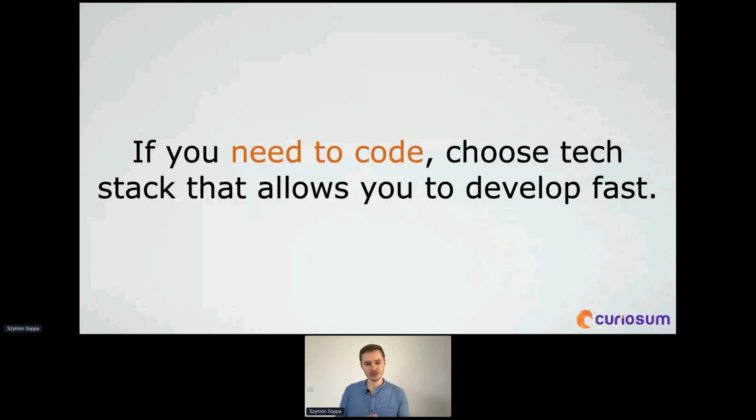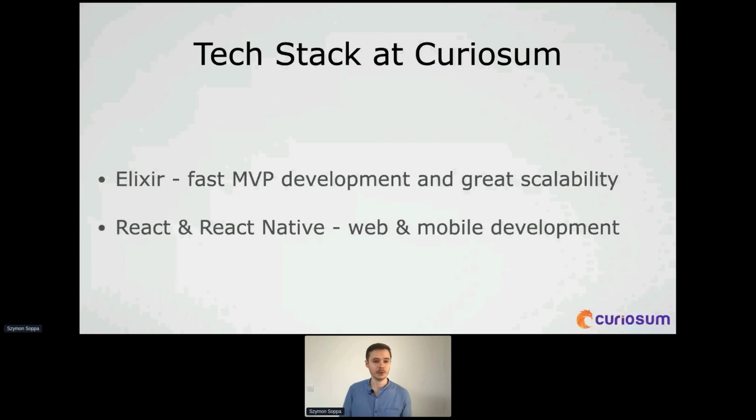But if you need to code, because I'm not saying that's always the case, but if you need to code, choose the tech stack that allows you to develop fast. That's at least my perspective. Because with MVP, you have to act fast. It's about fast verification of idea. And that's why we follow this path so far at Curiosum. And our tech stack is ready for this kind of cases. We use Elixir, which is a great language for fast MVP development. But also, once you get out of this MVP stage, it offers you also great scalability. So it's like, from my perspective, a great language that has it all when it comes to all app development stages, both MVP and scale.